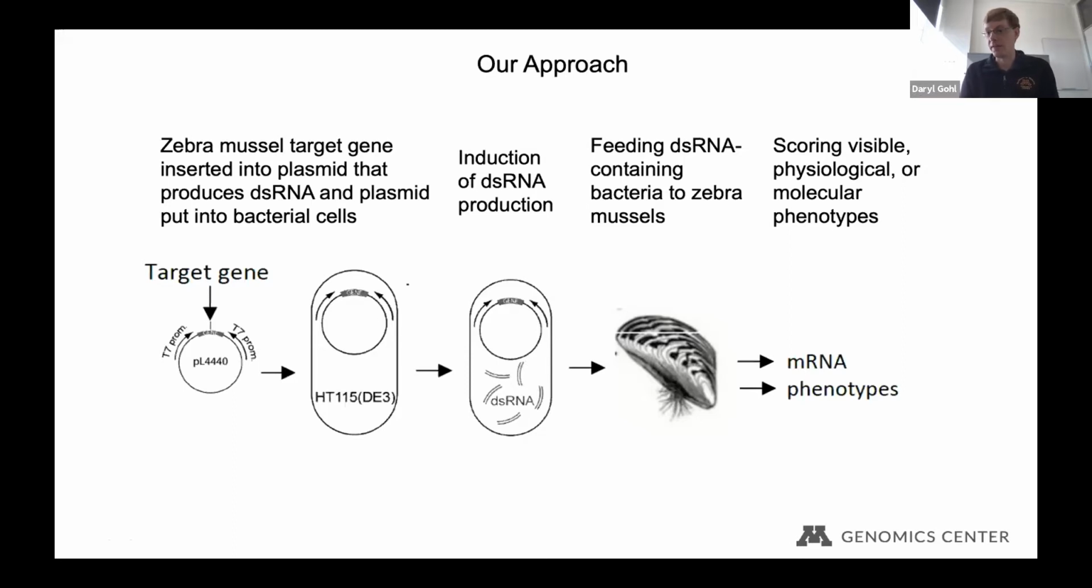We can look at visible phenotypes, measure aspects of their physiology, like how they filter, or we can also look at molecular phenotypes. So we can look directly at the mRNA target and see, has it been affected by this manipulation?